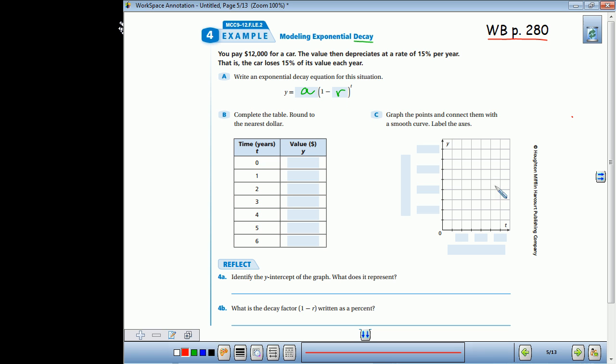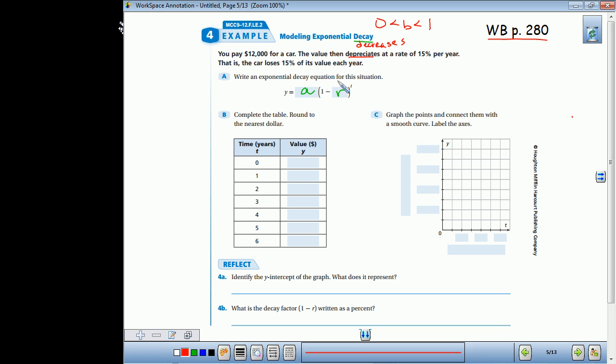Okay. So decay is where the b is less than 1. So it ends up being between 0 and 1, where our multiplier. So in this example, we're paying $12,000 for a card. The value depreciates. Well, doesn't that mean decreases? So anything that is decreasing is decay versus anything that is increasing by percent is growth. So this says it decreases at a rate of 15% per year. That is, the card loses 15% of its value each year.